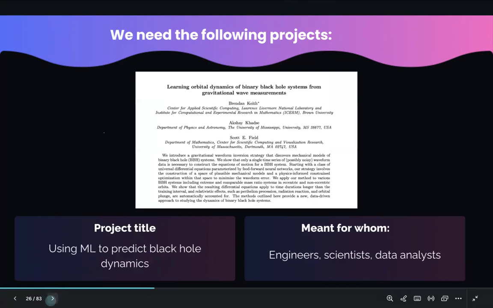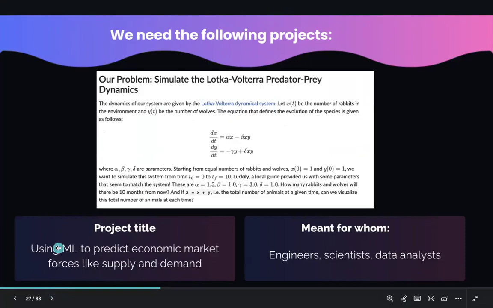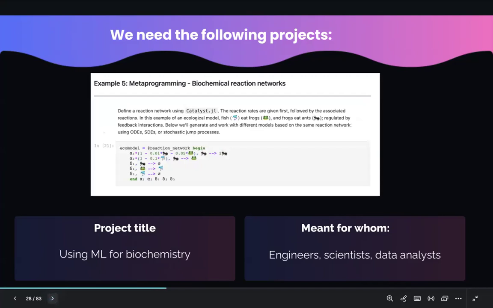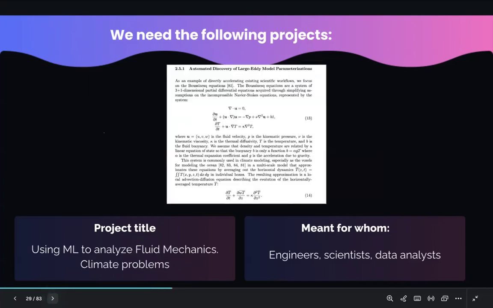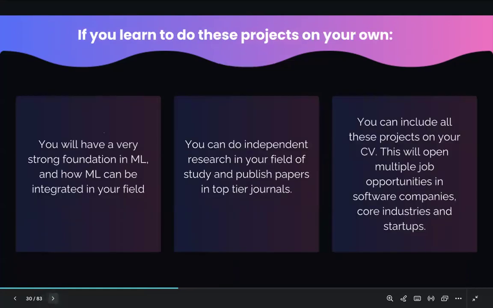The next example can be something like using ML to predict black hole dynamics. It can be using ML to predict economic market forces like supply and demand, or using ML for biochemistry, or to analyze fluid mechanics, climate problems, etc. The examples that I gave you very clearly define the kind of serious problem statements that you need to pick depending upon your domain.